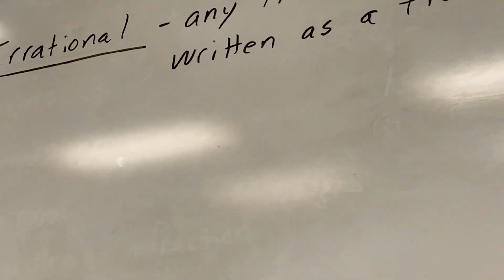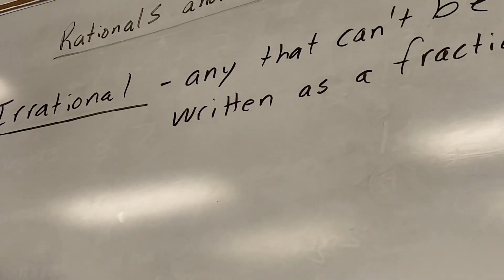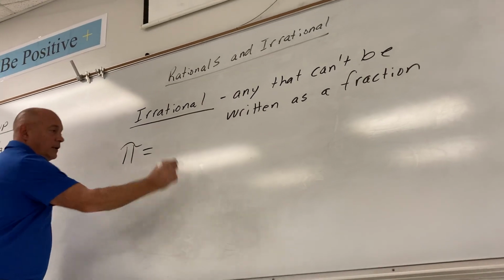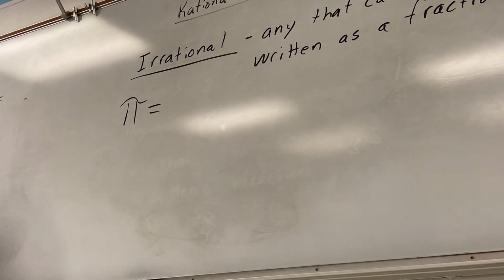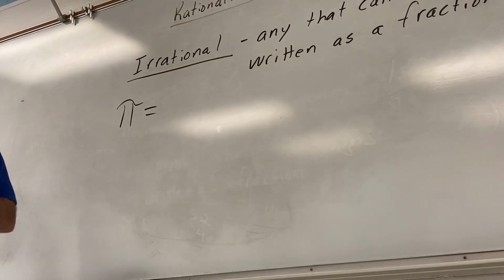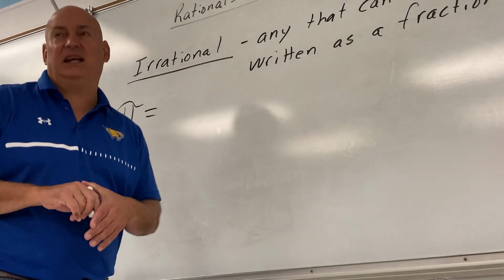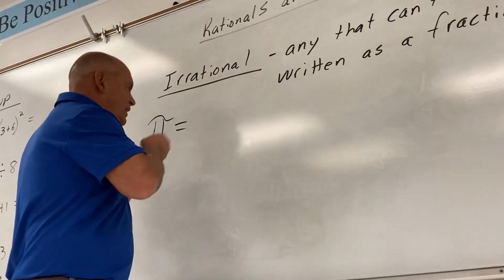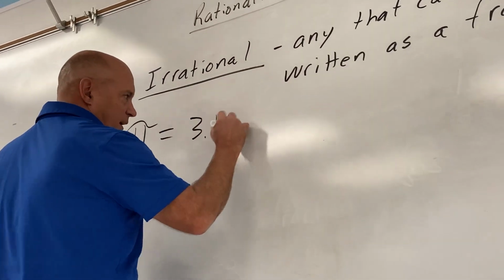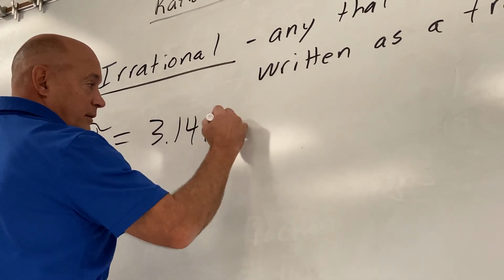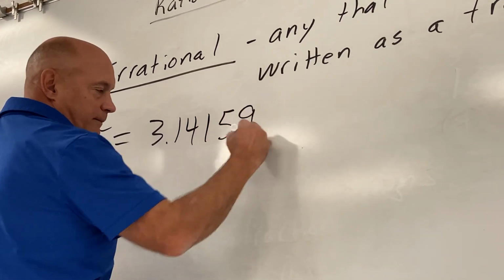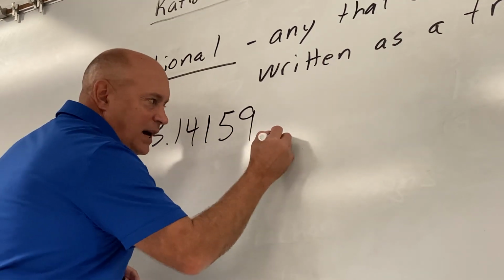Here's the most famous irrational number. Who knows what that is? Madison? Pi. Pi is a never-ending, never-repeating decimal. It's 3.14159, and then I'm going to put dots here.